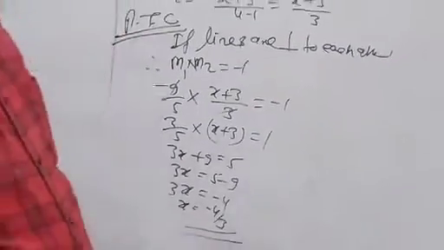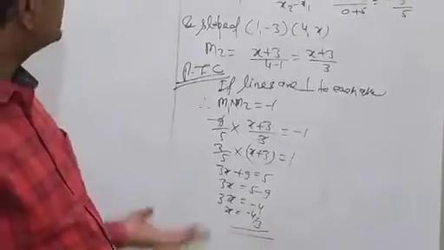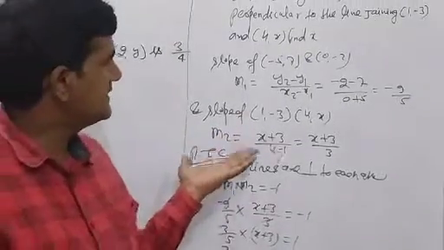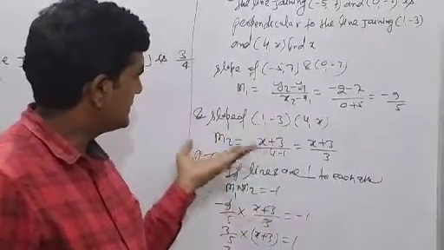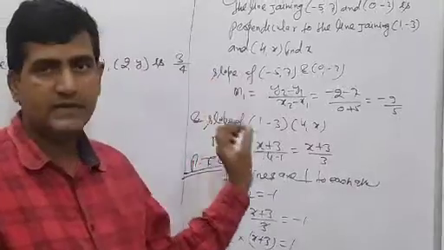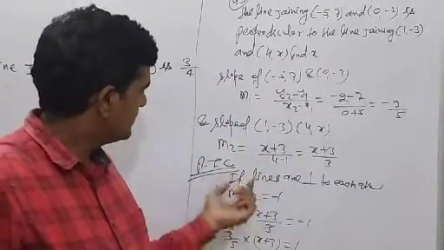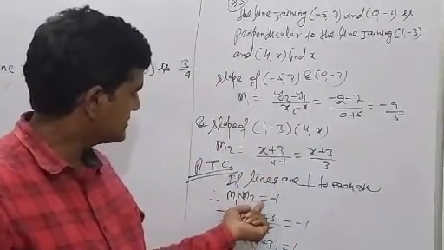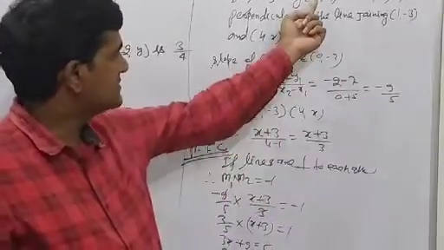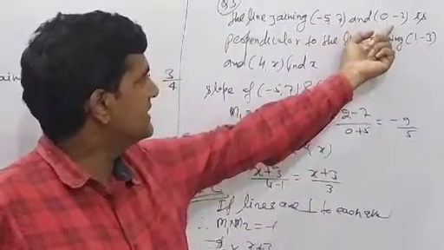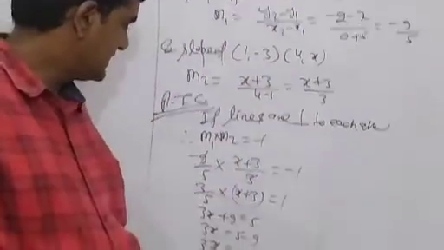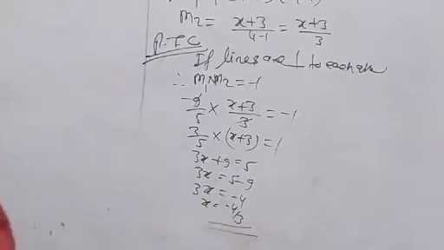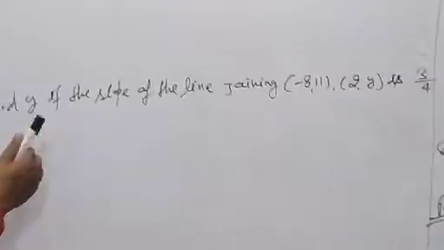Understood? It is very simple. Why? Because it is given in class 10. In class 10, so many questions based on this formula we have already completed. If the lines are perpendicular to each other, slope of first line into slope of second line is equal to minus 1. First of all find the slope of the line joining the first and second points. After that, put it in this condition and find the value of x, which is minus 4 by 3.